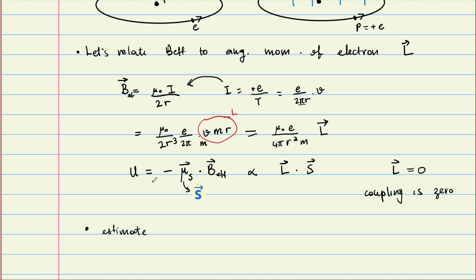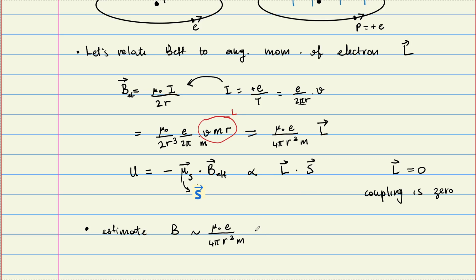So I'll do two estimations. I'm going to estimate the strength of the magnetic field, and I'm going to estimate the energy. Let's estimate the B first. So B is this, right? Let's write this. So this is B, approximately order of this.